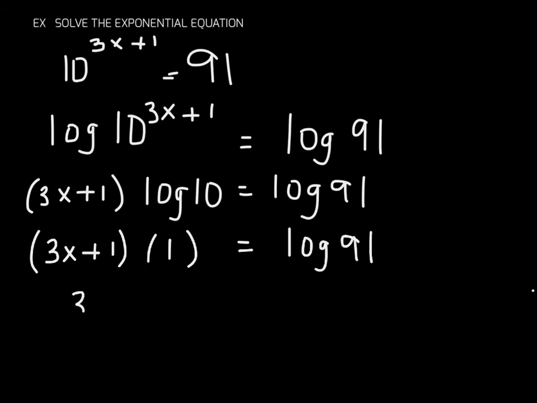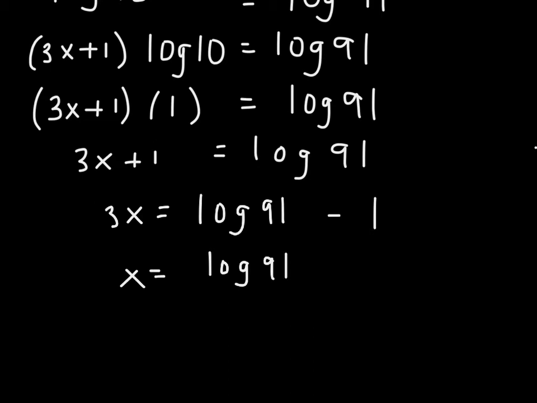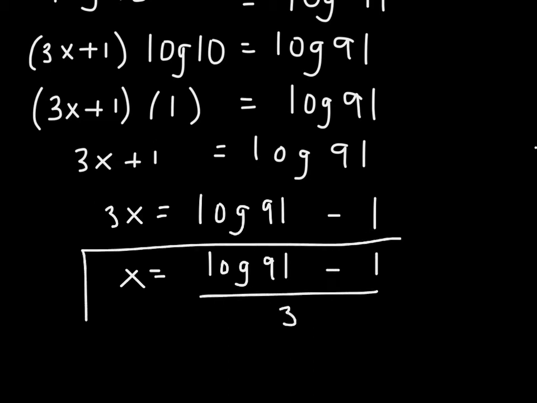So then it's just 3x plus 1 is equal to log of 91. Let's subtract 1 from both sides to get 3x is equal to log of 91 minus 1. Yeah? And then divide both sides by 3. Log of 91 minus 1, all of that divided by 3. This is the exact answer.